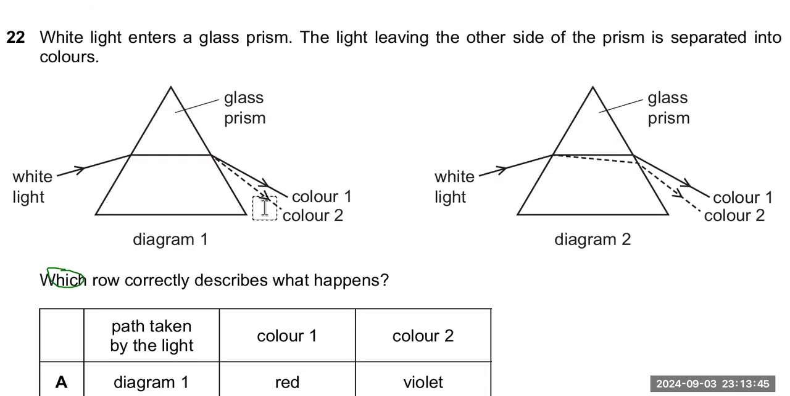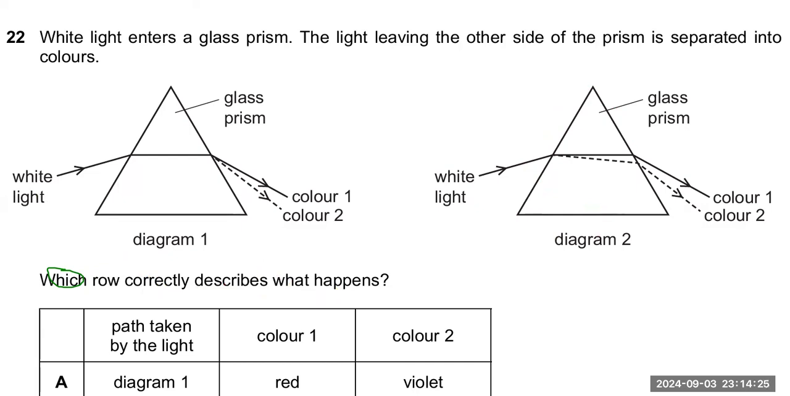Next is white light. White light enters a glass prism. The light leaving the other side of the prism is separated into colors. You can see this is the prism. When white light enters the prism, it splits into 7 visible colors, that is called the spectrum of white light. And on the other side you can also see the whole scenario, which should correctly describe what happens.